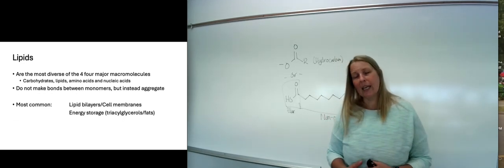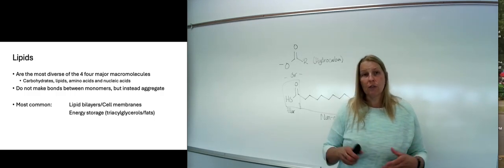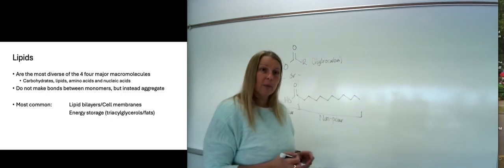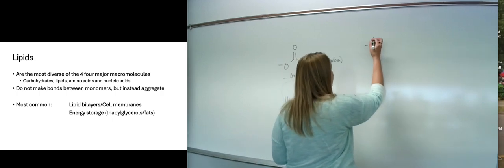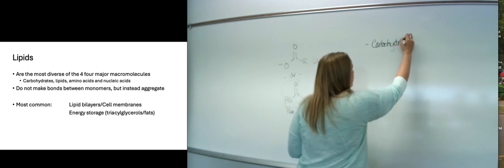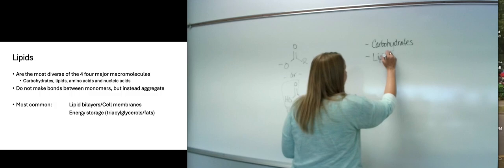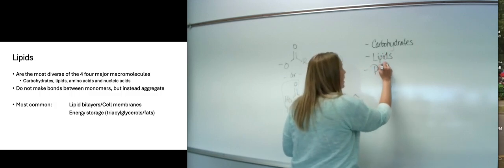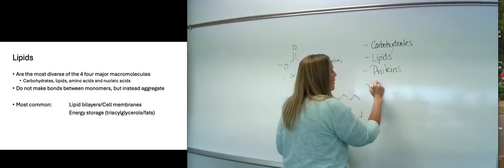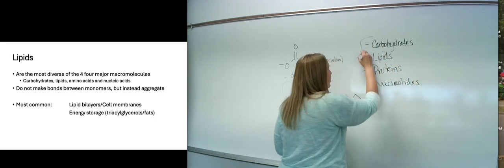Okay, so if we take a look at lipids by definition, lipids are actually the most diverse of all of the 4 major macromolecules. Just to reiterate, our 4 major macromolecules that we will be looking at in this class are carbohydrates or sugars, which we looked at in chapter 14. We are going to look at lipids or fatty acids in this particular chapter. We are going to look at proteins in the next chapter, or amino acids that make up proteins. And then finally, we will talk about nucleotides in our final chapter. So these are our 4 major macromolecules.